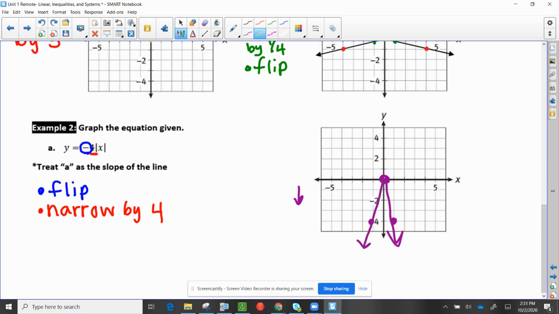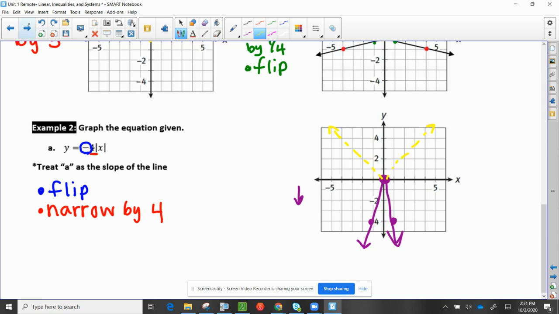So again, the parent function goes over 1 and up 1, like this. So if I'm going to stretch it and make it more narrow, instead of going up and over 1, it's over 1 and up 4 from our origin spot. And then the flip just means it opens down.